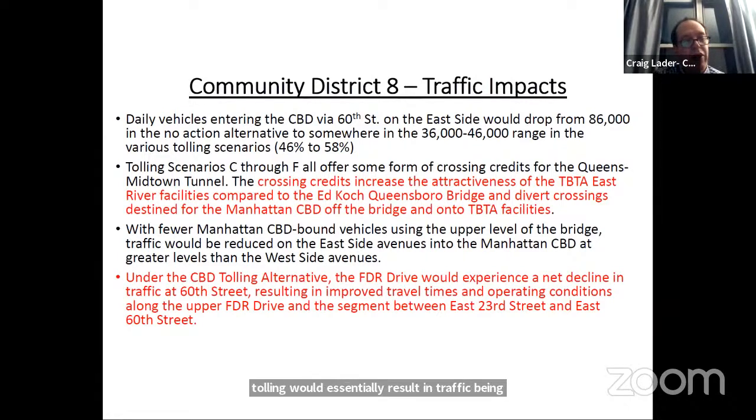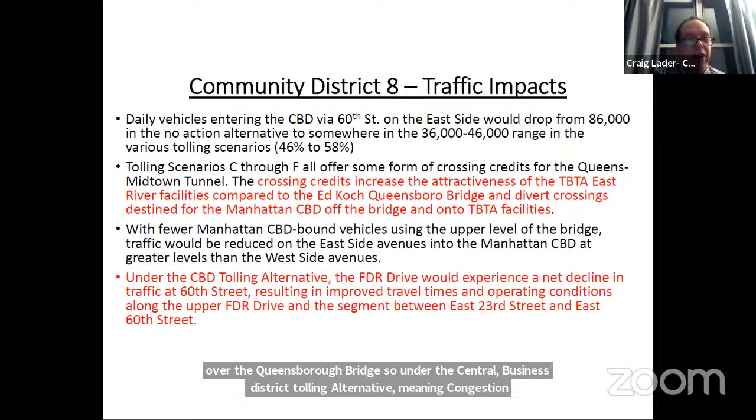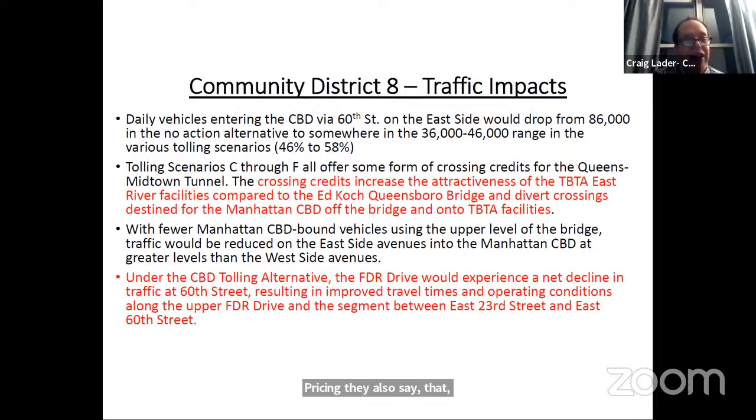the Queensboro Bridge. So under the central business district tolling alternative, meaning congestion pricing, they also say that the FDR Drive would experience a net decline in traffic at 60th Street. So that's what it says in terms of traffic impacts that could impact the low 60s.